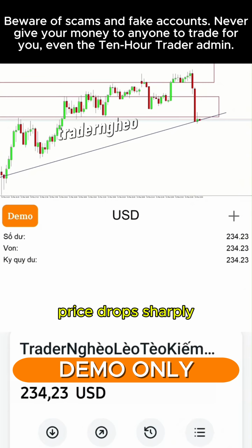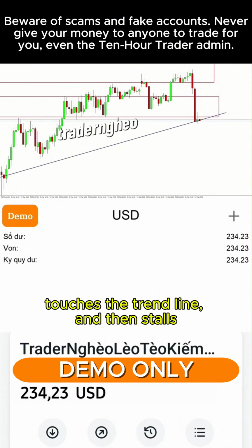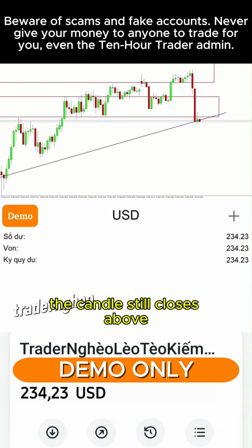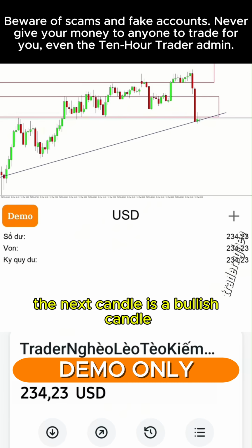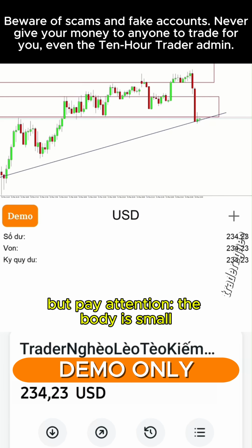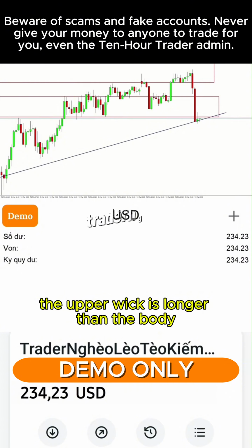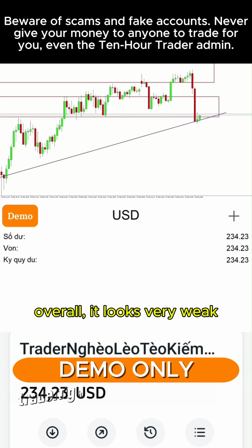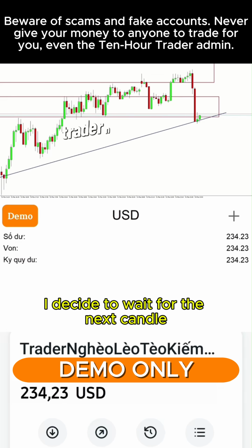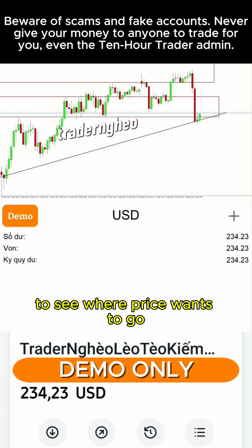Price drops sharply, touches the trend line, and then stalls. The candle still closes above or very close to the trend line. The next candle is a bullish candle, but pay attention. The body is small, the upper wick is longer than the body, and even longer than the lower wick. Overall, it looks very weak. I don't feel confident, so I decide to wait for the next candle to see where price wants to go.